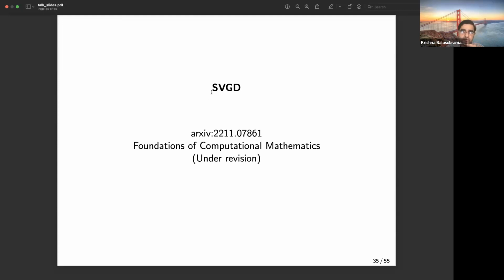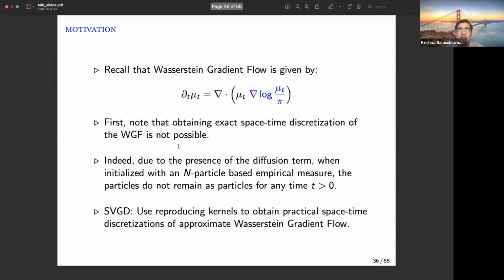This section of the talk is based on this paper on arXiv here, and it is under minor revision at the Foundations of Computational Mathematics journal, right? All right, so just recall from the beginning of the talk that the Wasserstein gradient flow, which is the density evolution perspective, has this sort of form. The form is not important, but it's just an expression to keep in mind.